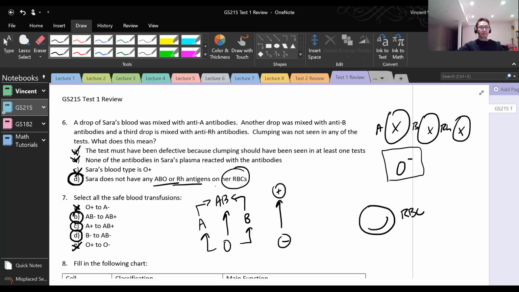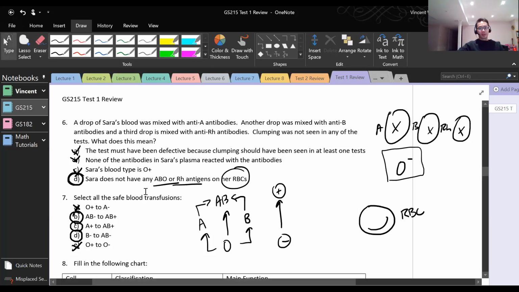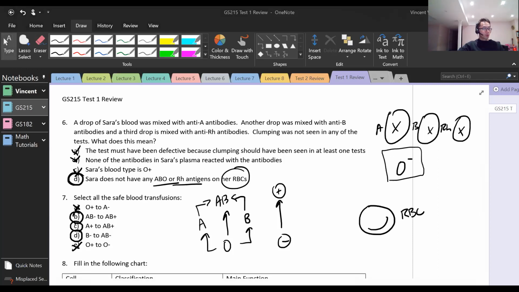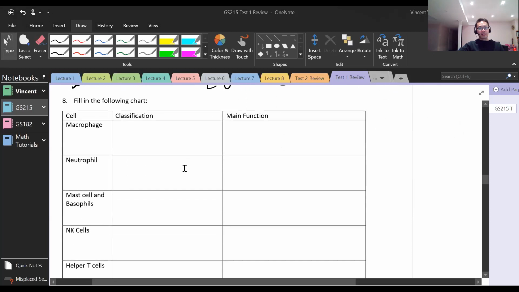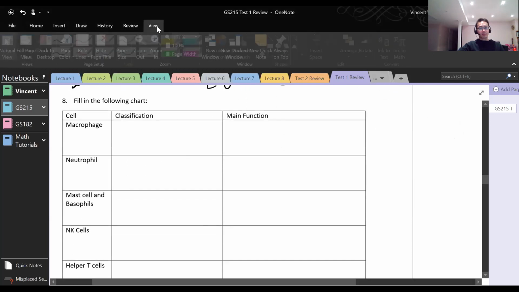All right. Let me know if you have more questions. Okay, we're going to move on to the next part. Fill in the following chart.